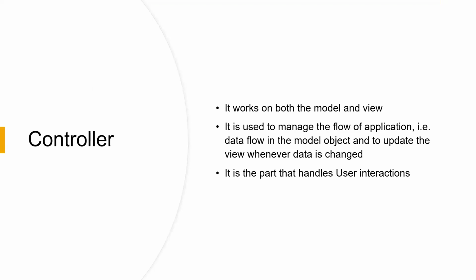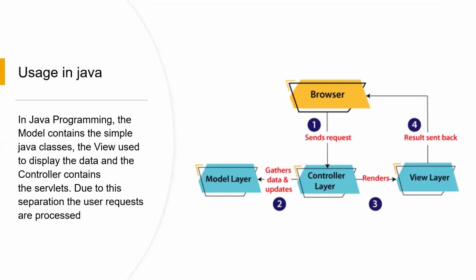Basically, the model, view, and controller interact through a user. The user is going to manage all three of them. Now, usage in Java. In the Java programming language, the model contains simple classes, the view contains the JSP to display data, and the controller contains the servlet. These are the classes that interact with each other. Due to this separation, the user requests are processed.